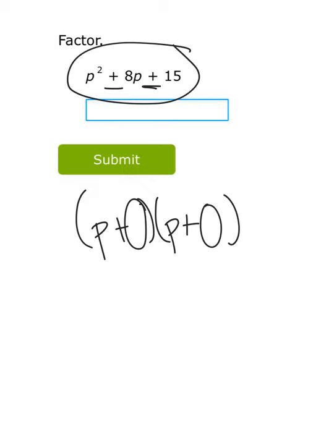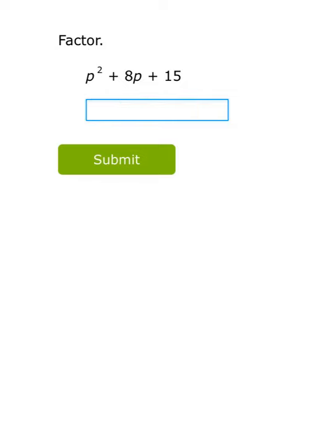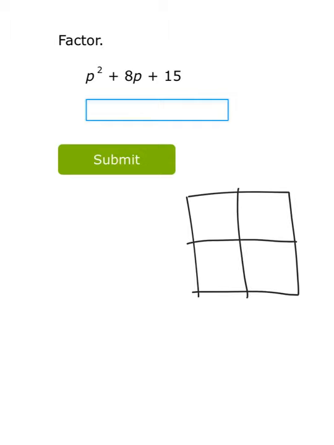So let's go ahead and go through the box method again and get our answer. Alright, if you need to go back to the previous page, you can look at those steps just to help you. If you need to write them down, go ahead and do that. But let's go ahead and set this up. So I need to draw a 2x2 box. I'm going to put the first term, which is p squared, in the top left, the last term, which is 15, in the bottom right.